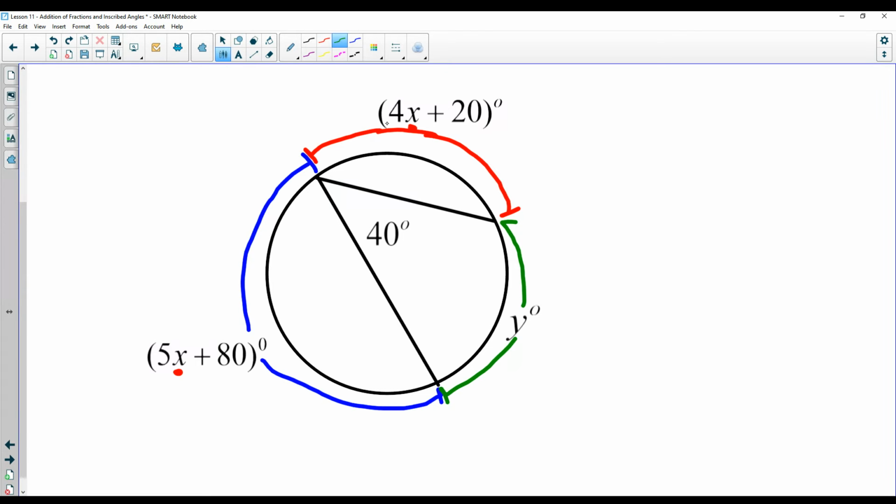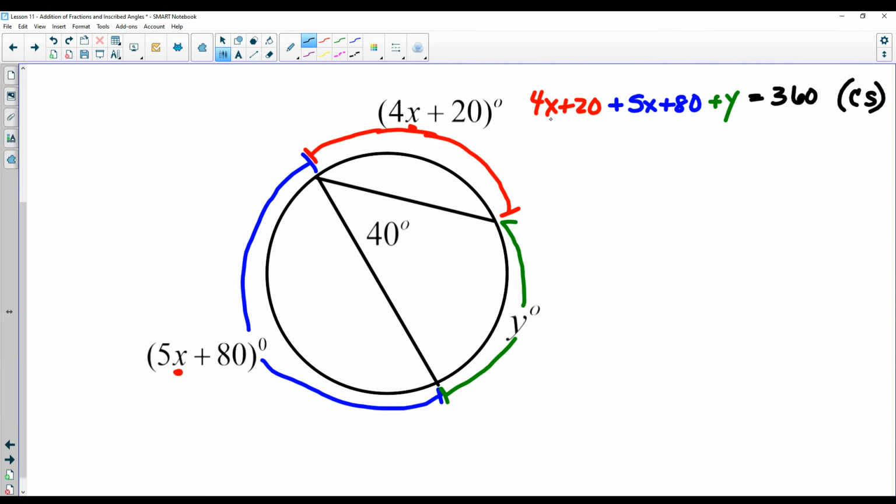All right, so to find x, what we need to do is add up all of the arcs all the way around our circle. So we have 4x plus 20, and we have our blue arc plus 5x plus 80, and we have our green arc plus y. If I add those all up, what are they going to equal? 360 degrees. So that's circle sum.